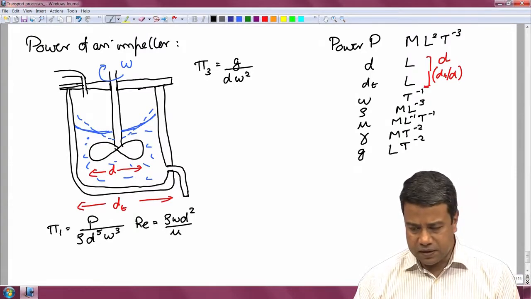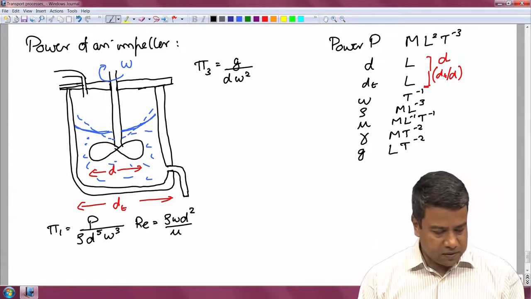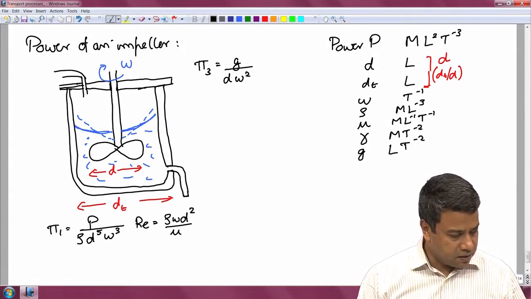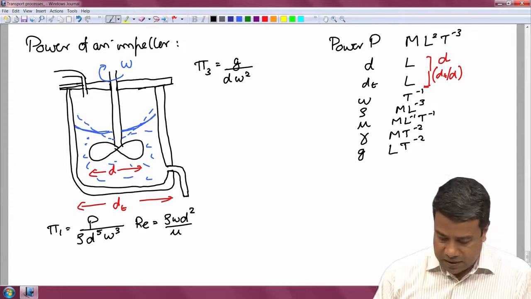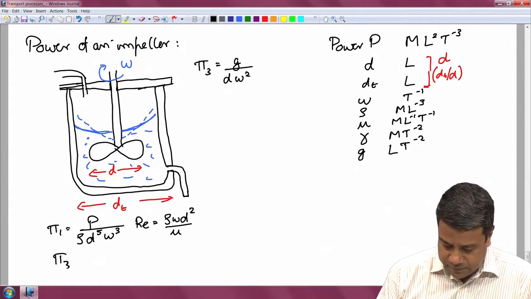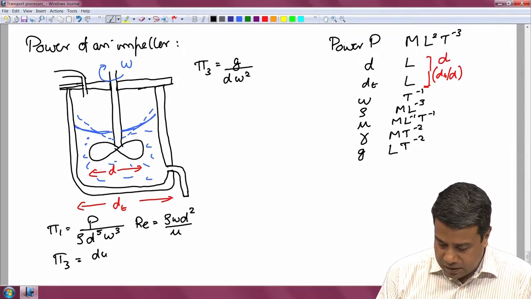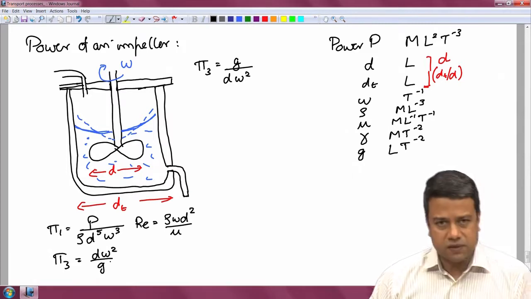It is not usually written this way. Okay. The dimensionless group is usually written the other way. It is written as d omega square by g. Okay. That is also dimensionless.